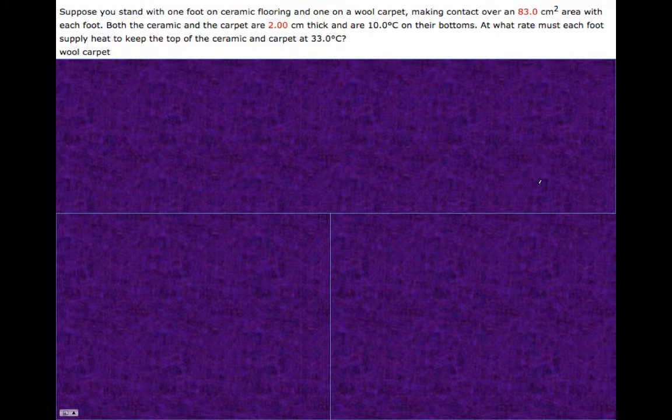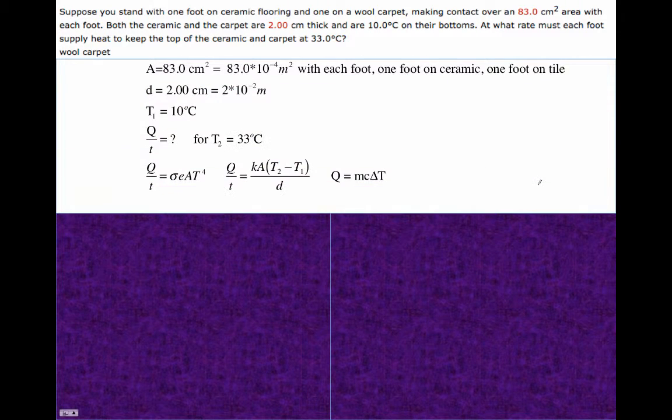Suppose you stand with 1 foot on ceramic flooring and 1 on a wool top carpet, making contact over 83.0 square centimeters area with each foot. Both the ceramic and the carpet are 2 centimeters thick and are 10 degrees centigrade on their bottoms. At what rate must each foot supply heat to keep the top of the ceramic and carpet at 33 degrees C? And it asks for the wool carpet.